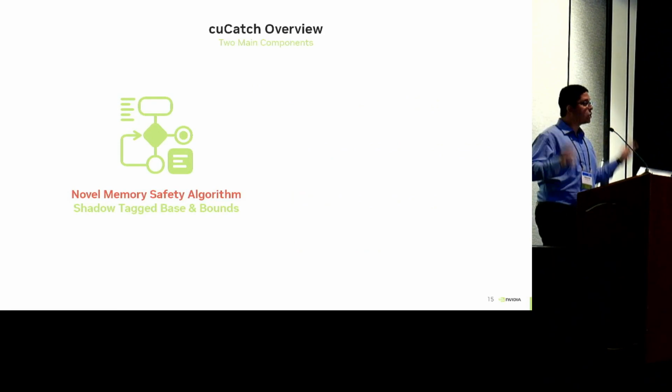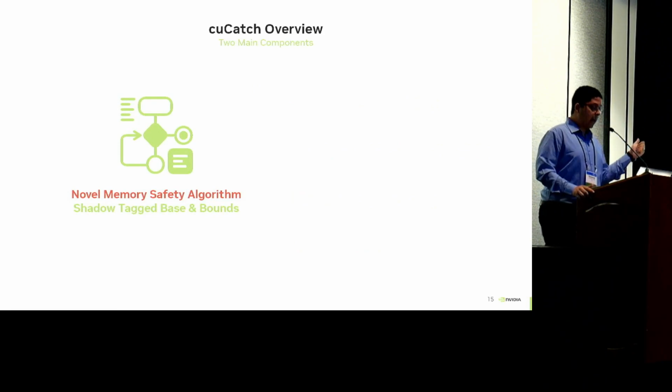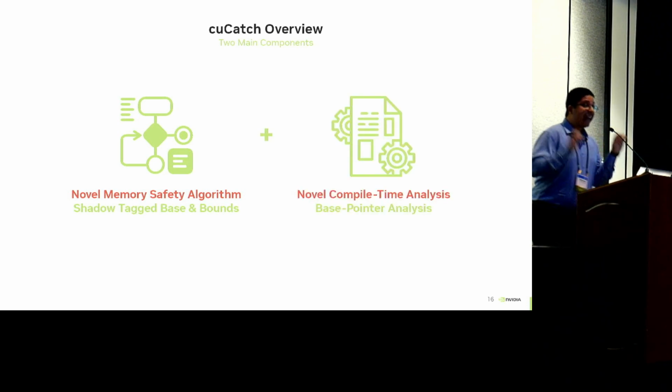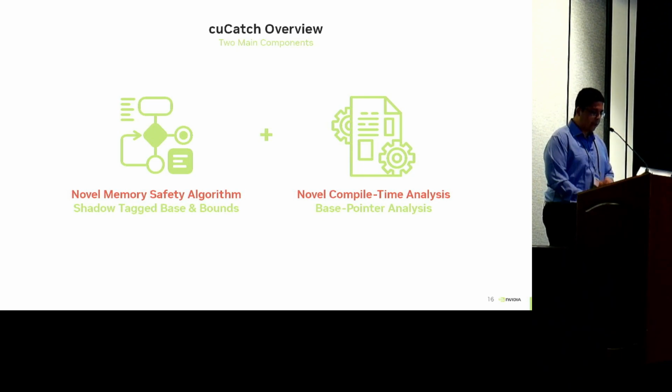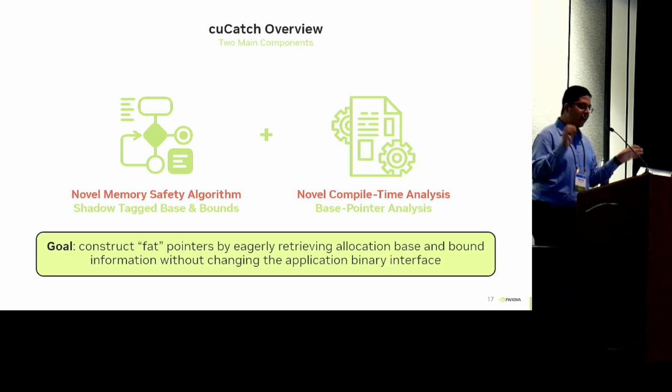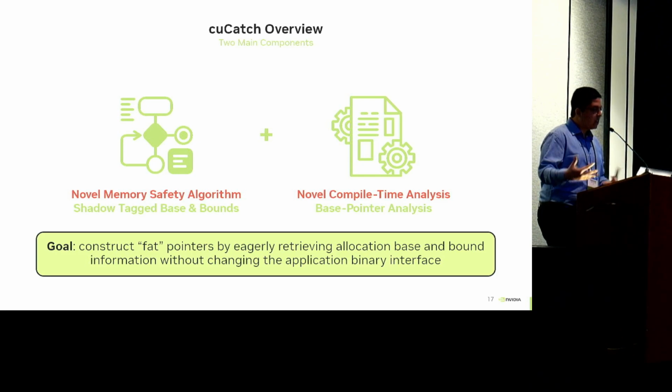Okay, so cuCatch has two main components: a novel algorithm for maintaining the memory safety metadata, which we call the shadow tagged base and bounds, or shadow TBB in short, and a novel compiler analysis for identifying the appropriate locations for retrieving the memory safety metadata, which we refer to as the base pointer analysis. The main goal of these two components is to efficiently construct fat pointers. And to be clear, by efficient here I mean eagerly retrieving the allocation base and size information without having to change the application binary interface to propagate these fat pointers through memory.